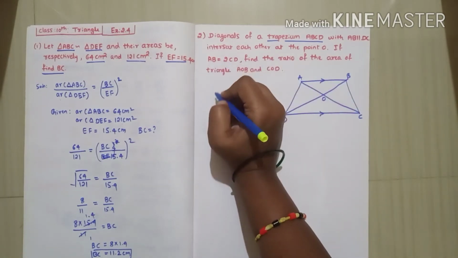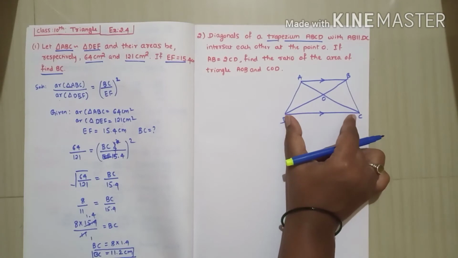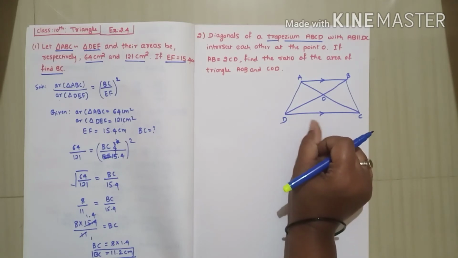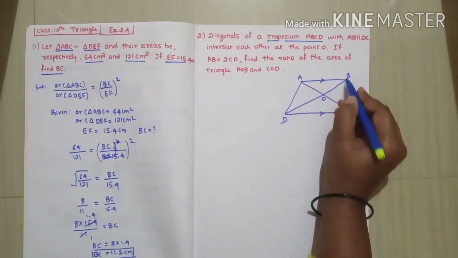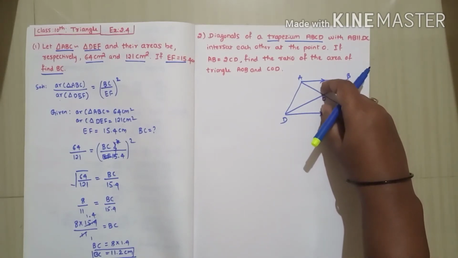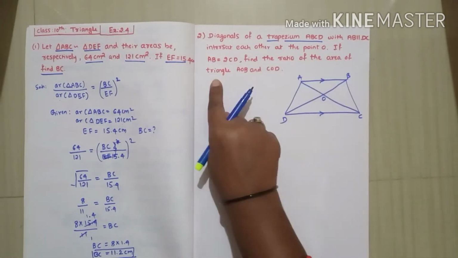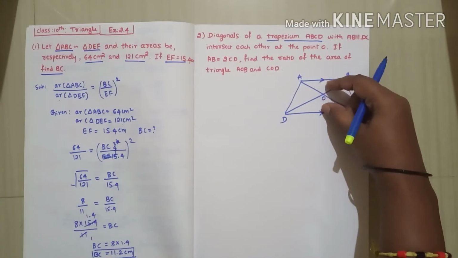If AB equal to 2CD. They have given AB is 2 times CD. Find the ratio of the areas of triangles AOB and COD. These two triangles' areas we have to calculate. We want to find the ratio of the areas of these two triangles.